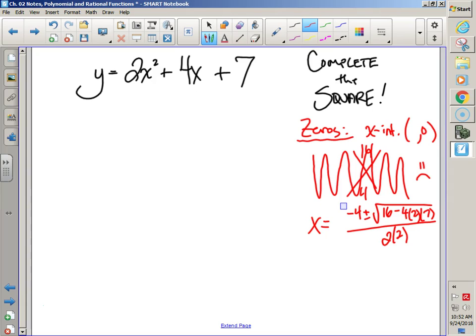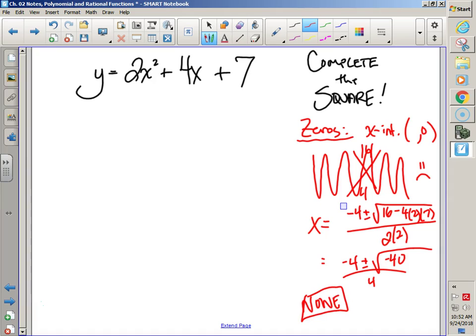Okay, so is this good or bad? Bad. Why is it bad? Ignore the little baby square on the board. What's 16 minus 56? Imaginary, can't do it. It's true about the zeros. There are none. There are no x-intercepts.